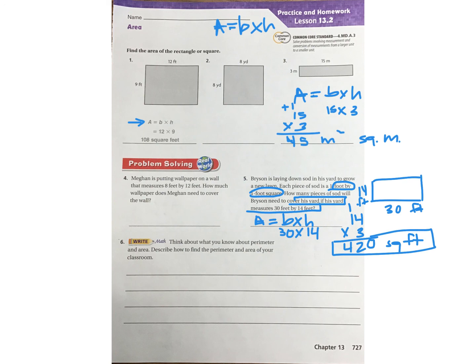I'll just talk through number 6 and you guys can solve it. It says, think about what you know about perimeter and area. Describe how to find the perimeter and area of your classroom. All right, ready and go.